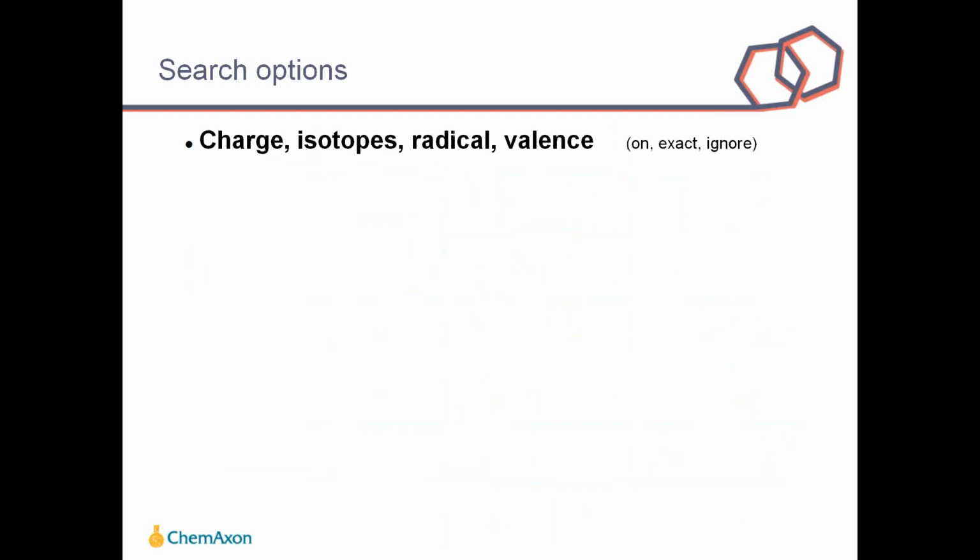So let's start on some other search options that are interesting for you. I already mentioned that you can search for charges, isotopes, and also you can search for radicals and valence. You can use this in the queries. The main rule, what I've already mentioned, is that you can set these options to on, exact, or ignore. By default, the value is on.